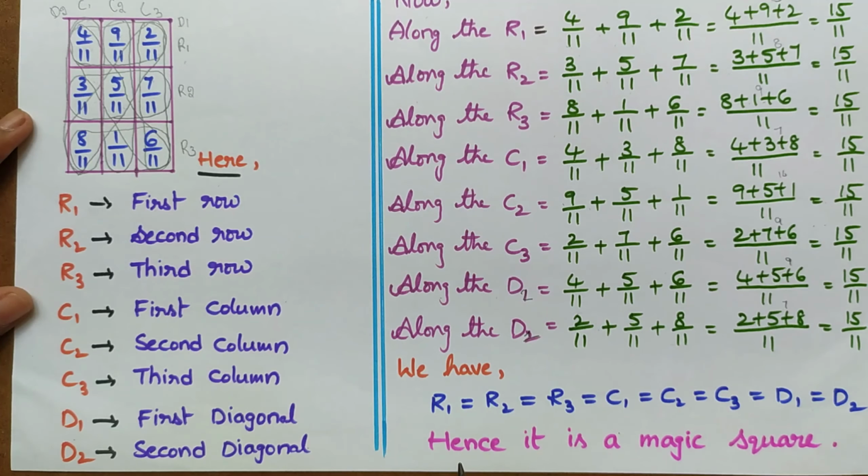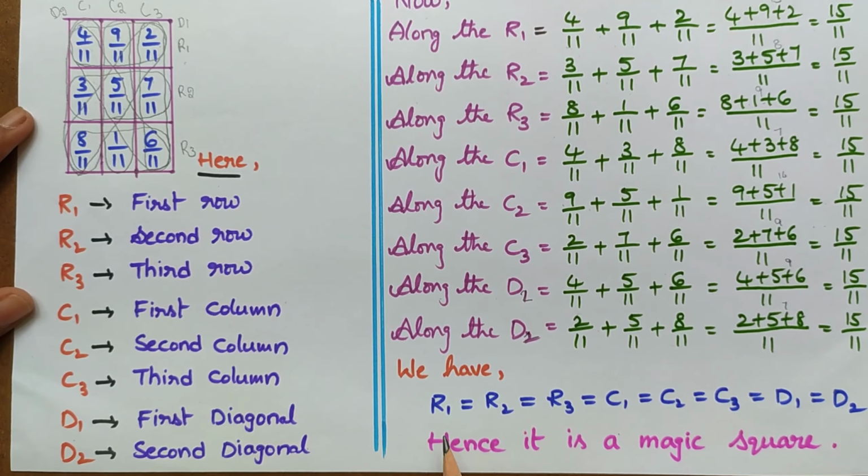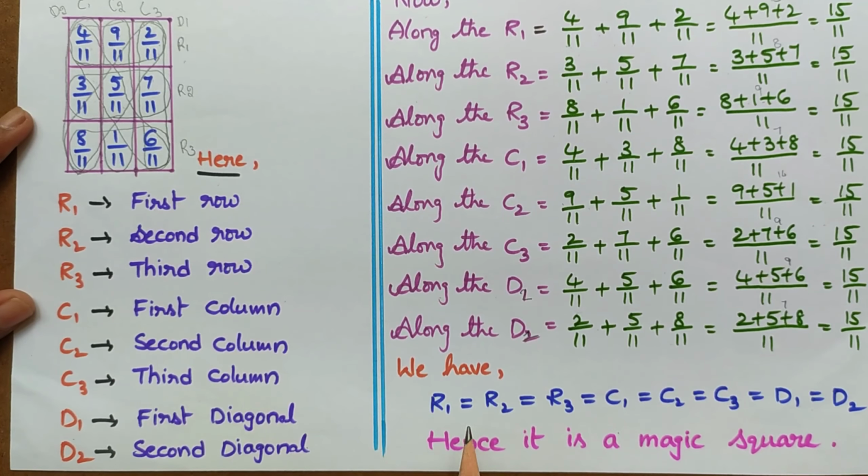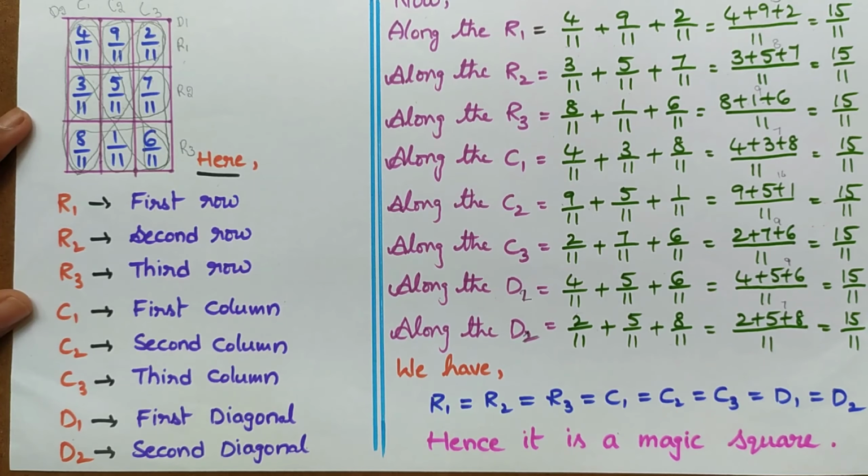So we have R1, the first row, is equal to R2, the second row, is equal to R3, the third row, is equal to C1, the first column, is equal to C2, the second column, is equal to C3, the third column, is equal to D1, the first diagonal, is equal to D2, the second diagonal. So R1 is equal to R2 is equal to R3 is equal to C1 is equal to C2 is equal to C3 is equal to D1 is equal to D2 is equal to 15 by 11.